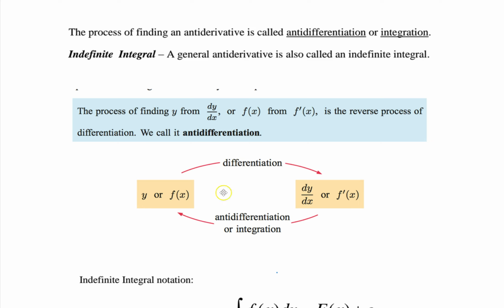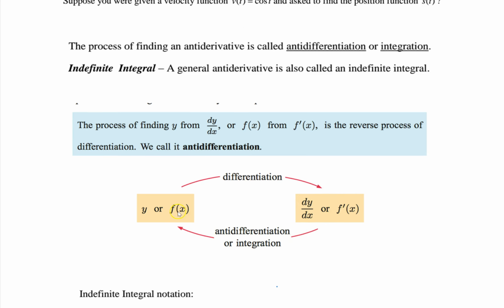So that's the whole idea right here. If you have a y or f of x and you take a derivative, you're going to get dy/dx or f prime of x. If you want to go backwards, it's called antidifferentiation or integration. We're going to be given a derivative and we want to go back to the original function.